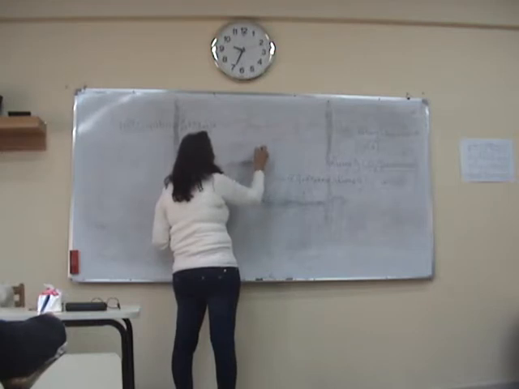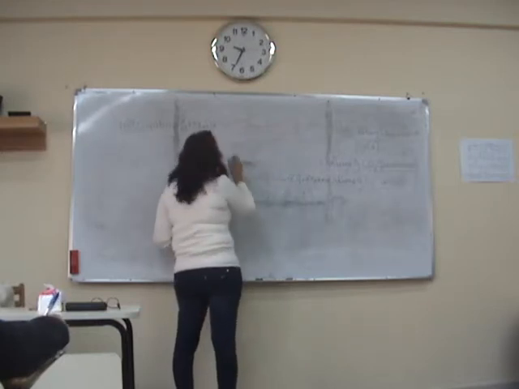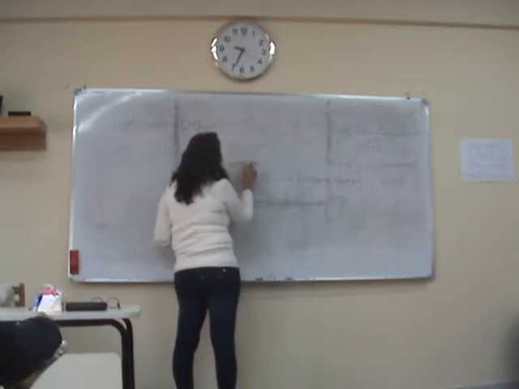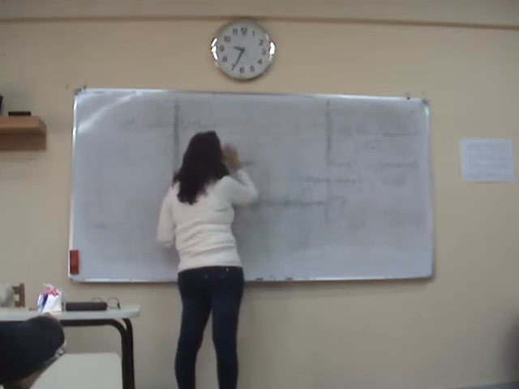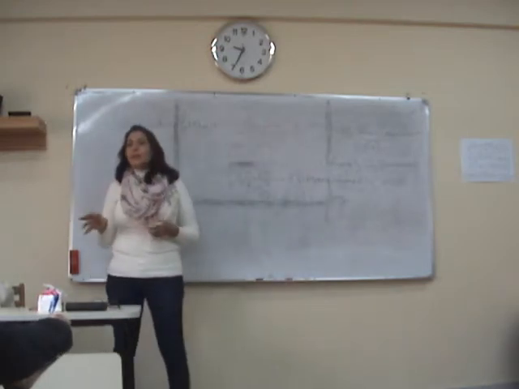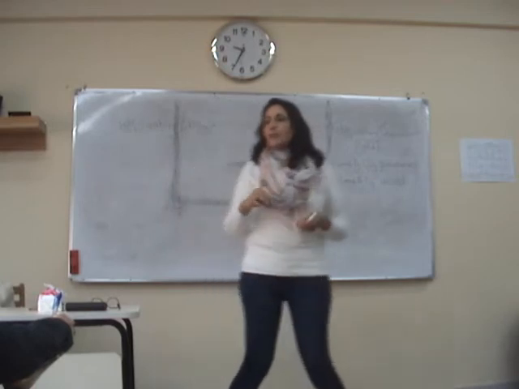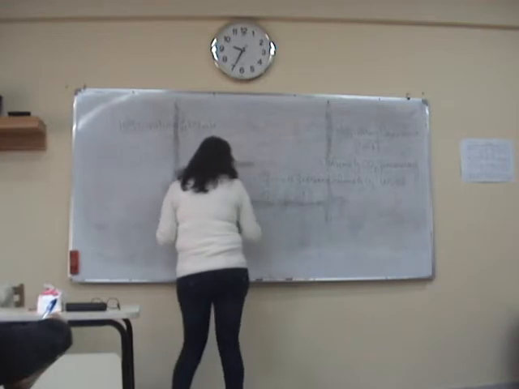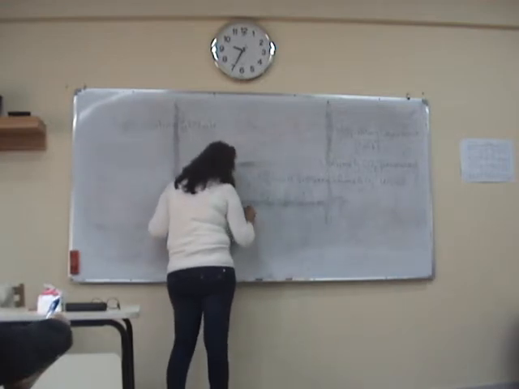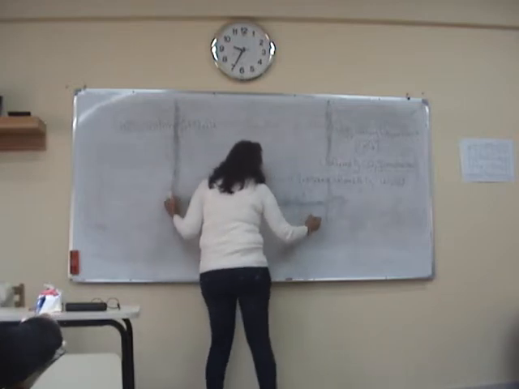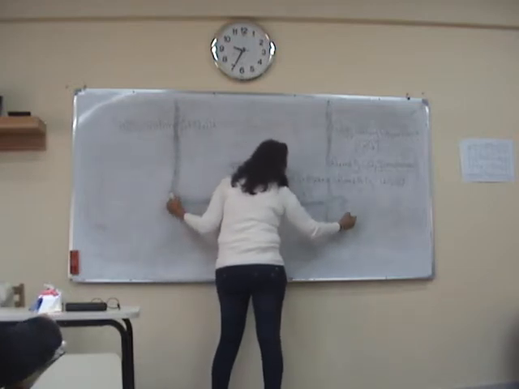If the cell is using carbohydrates, the respiratory quotient is 1. If the cell is using lipids, the respiratory quotient is 0.7. If it's using proteins, the respiratory quotient is 0.9. You memorize those numbers. The value of the respiratory quotient will show which respiratory substrate is being used by the cell. The second thing is going to show whether the cell is carrying out aerobic or anaerobic respiration.